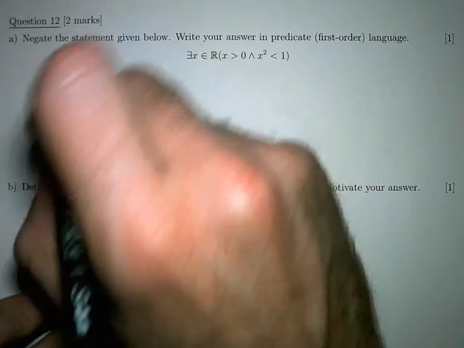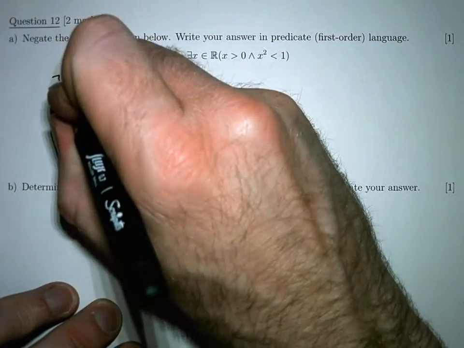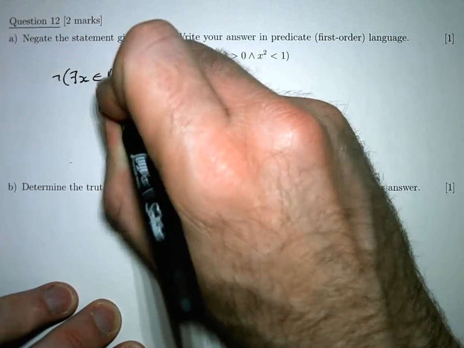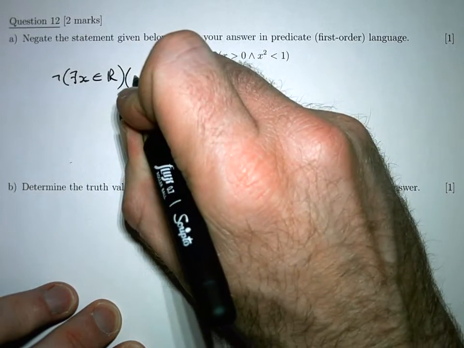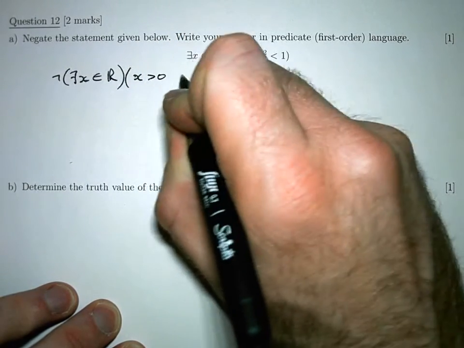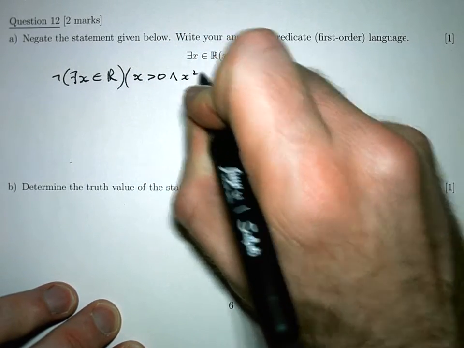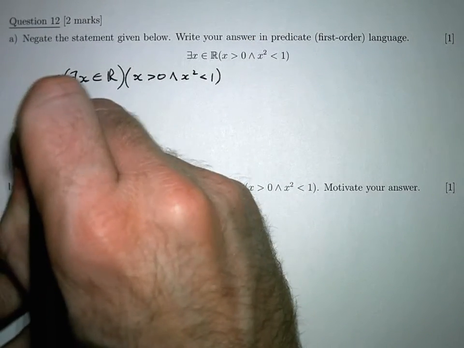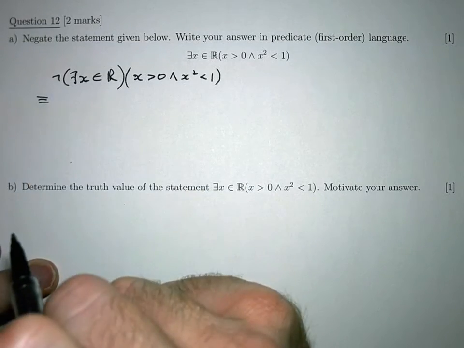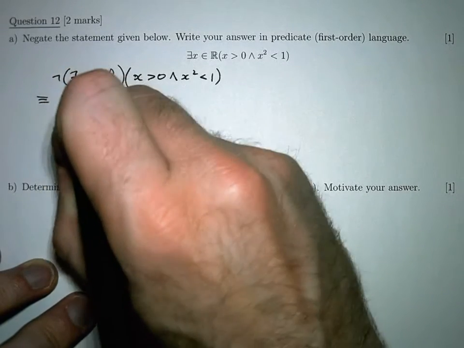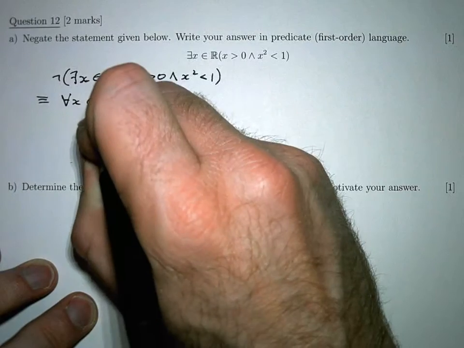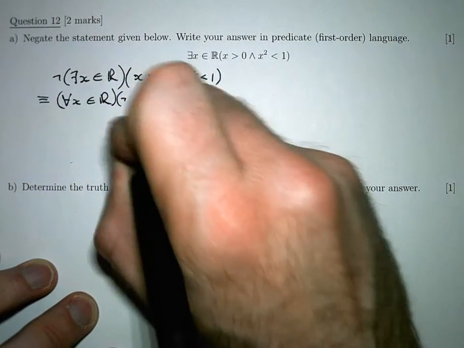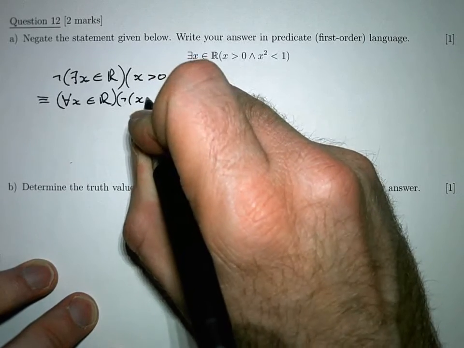So we want the negation of: there exists x is an element of R such that x is greater than 0 and x squared is less than 1. So the negation of a there exists is going to be a for all x is an element of R. We have the negation of this sentence here.